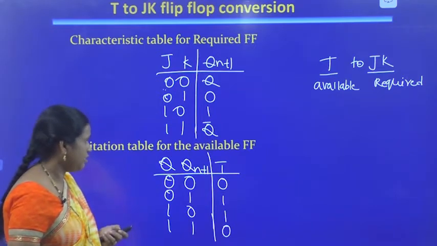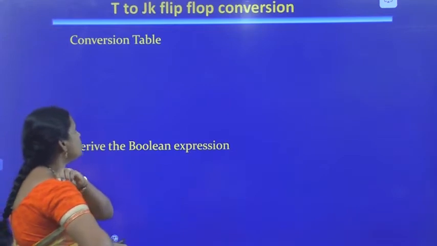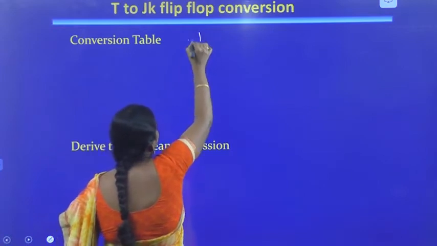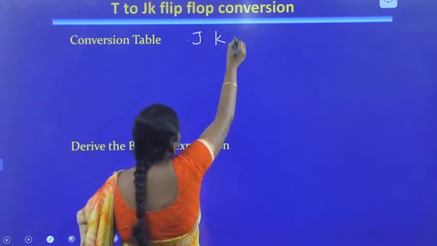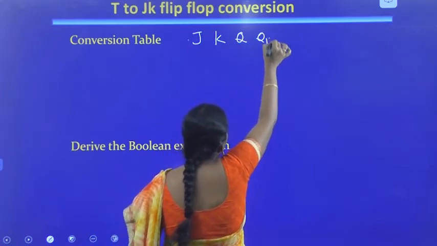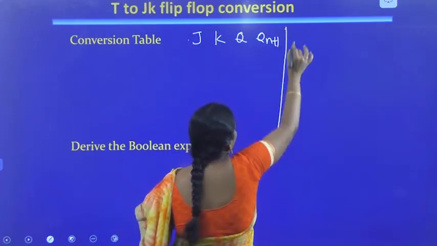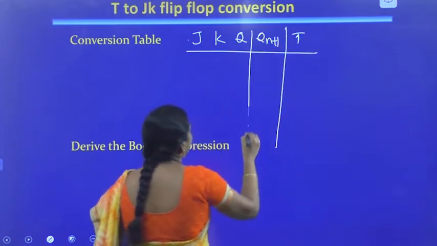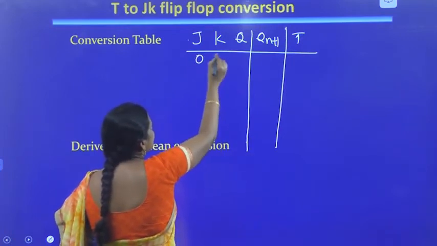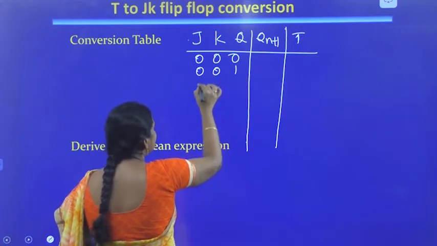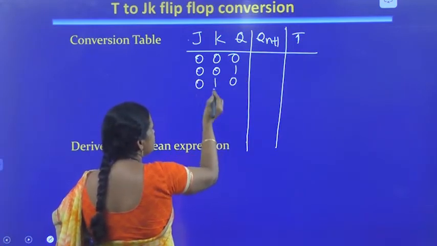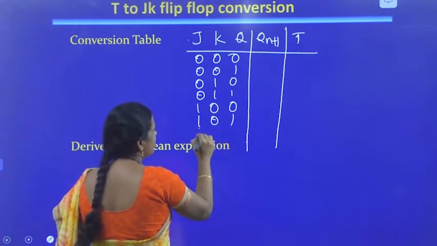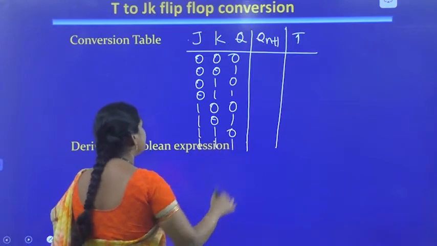And now let us write the conversion table by using the previous 2 tables. First T to JK. We will take the flip-flop inputs like this, J and then K, then the present state Q and next state Qn plus 1, and from these we will write T. Let me take 8 combinations here. Those are 0 0 0 and then 0 0 1. For 0 1, the Q may be either 0 or 1. For 1 0, the Q may be either 0 or 1. For 1 1, the Q may be either 0 or 1.